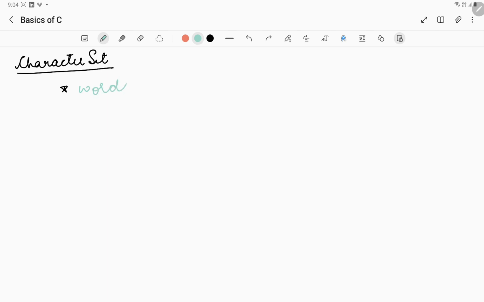Words, letters, all of it. This is our character set for our languages. For example, I'm speaking English. So for me, the character set is words, verbs, vowels, letters, and all of it. So let's see for C, what is the character set?